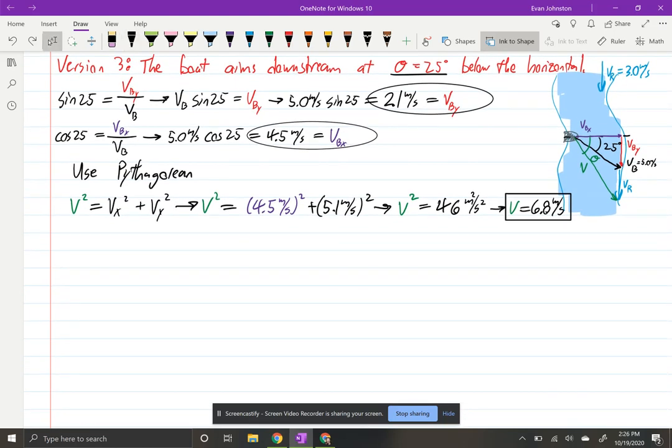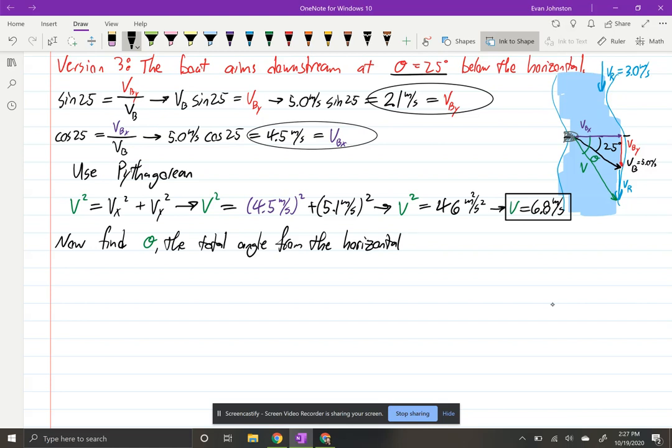So the last step, we need to find our angle. So now find our angle from the horizontal, really. That's what this means. The total angle from the horizontal. Now, really, you can use sine, you could use cosine, you could use tangent. I'm just going to use tangent. All three work though, just throwing that out there.